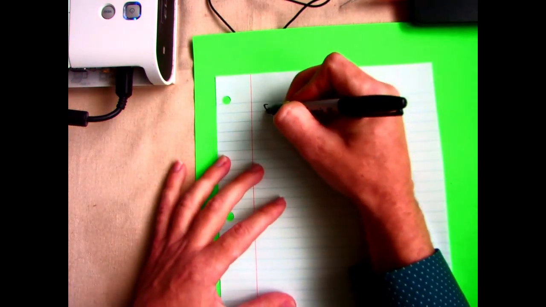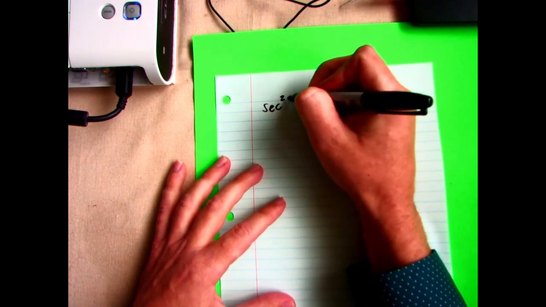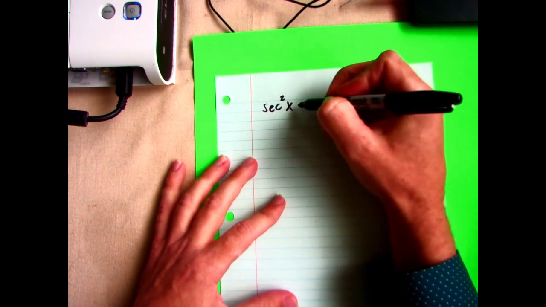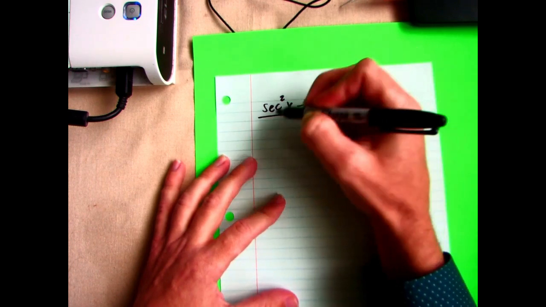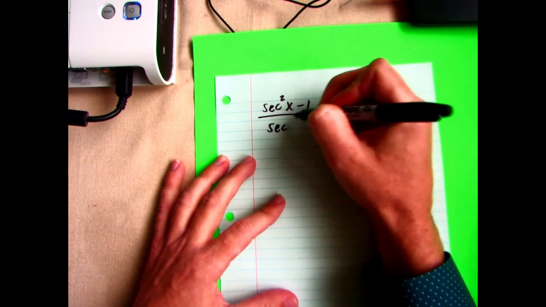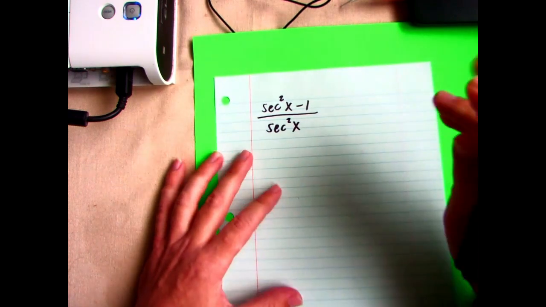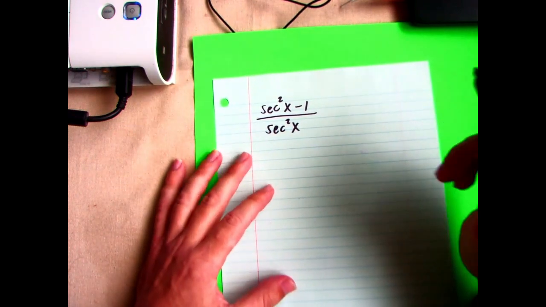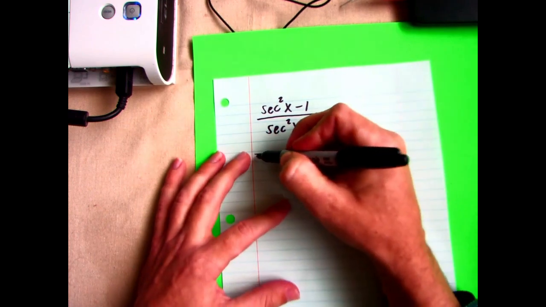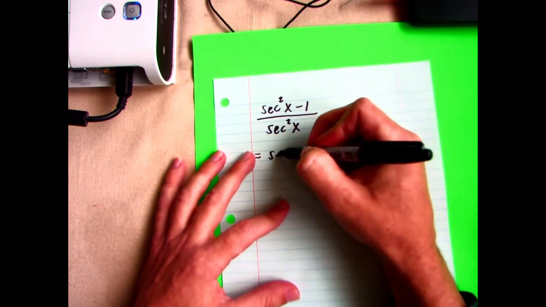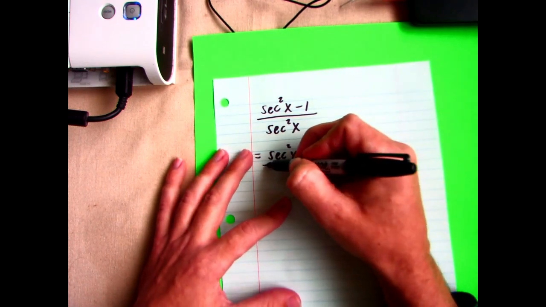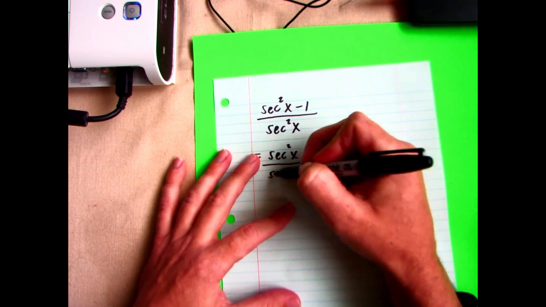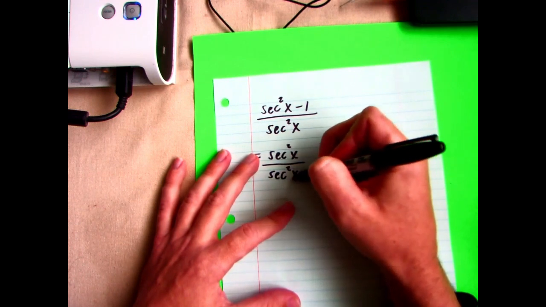So here's one more example we'll do together. Secant squared x minus 1 all over secant squared x. So every problem is different. This takes practice. Let's separate this into two pieces. Secant squared x over secant squared x. We can do that for a reason, right? Because we all know that's going to be 1.